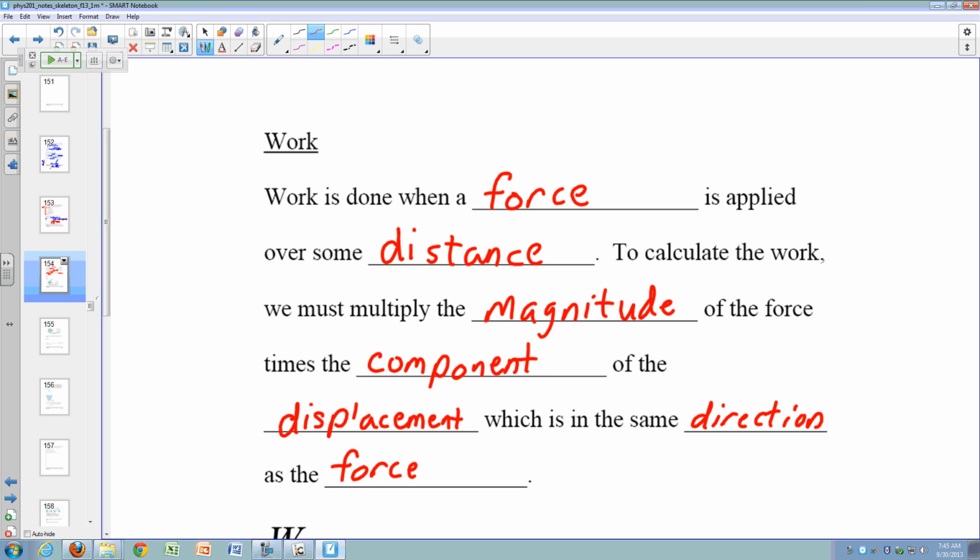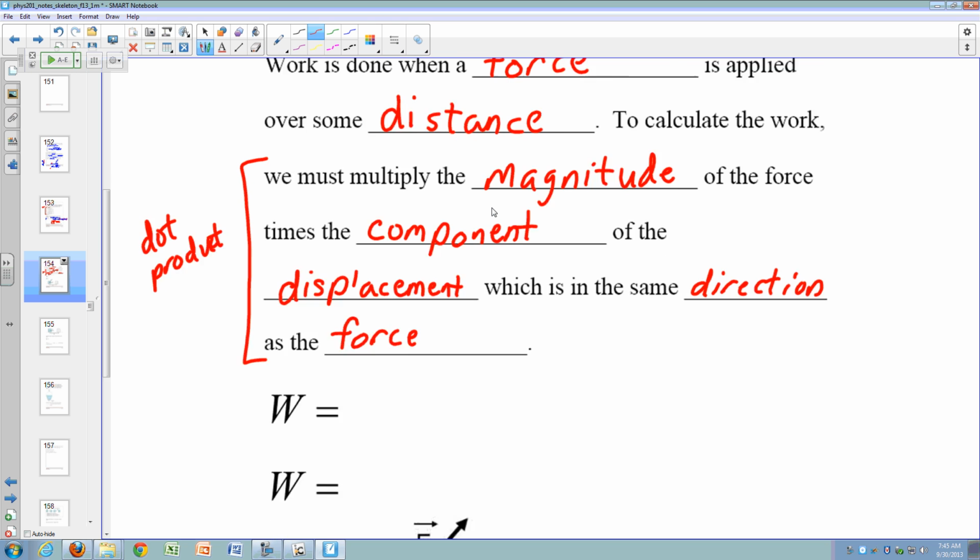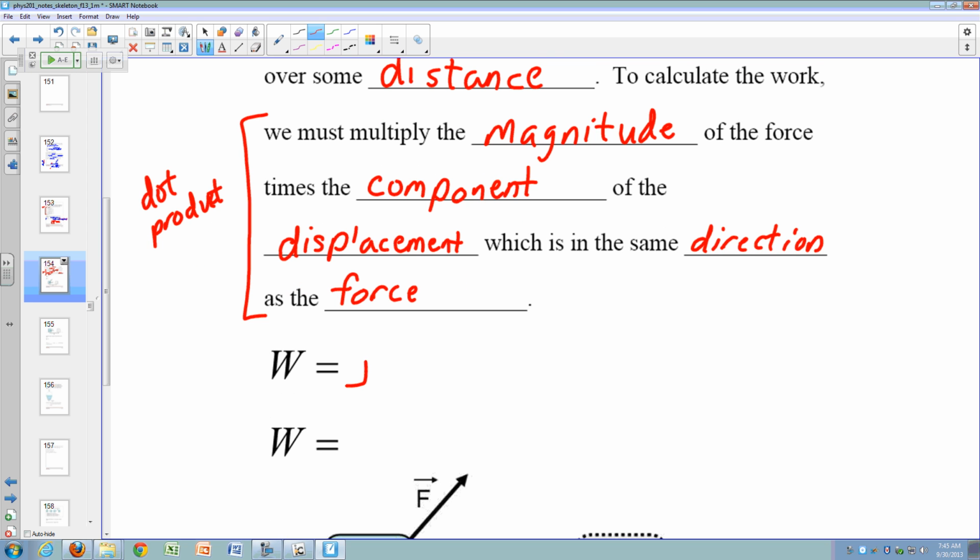All right, and this is the definition of what? Well, it's the definition of work, but it's the definition of what kind of product? It's the dot product. So that's why we use the dot product in this particular case, because it takes the magnitude of one vector and multiplies it times the component of another vector that's in the same direction. So I can calculate my work is equal to F dot D, the vector F dot D.